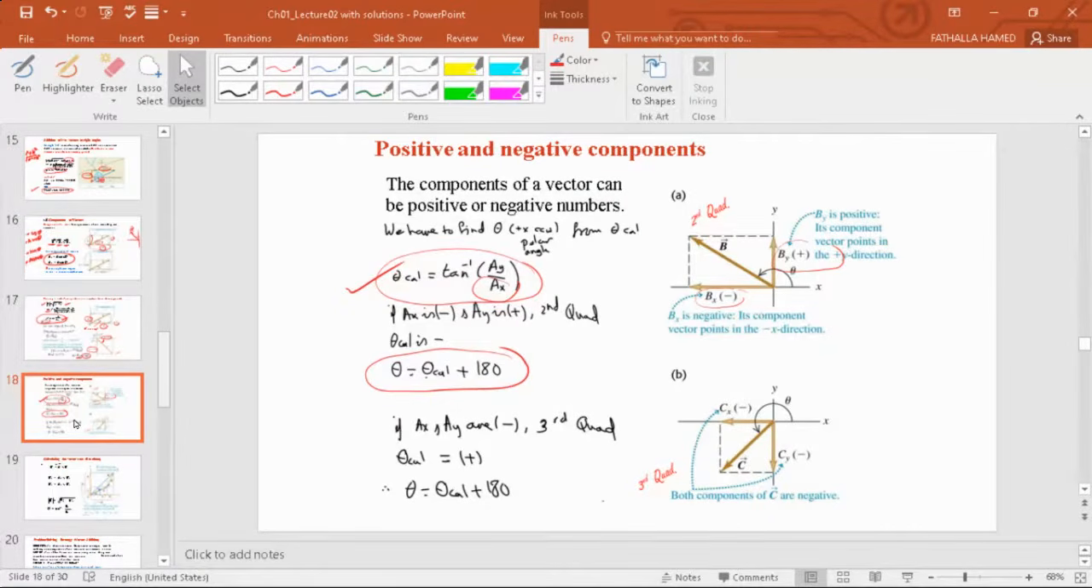Is this clear? So you calculate your theta just based on your basic definition and put in the AY as it is, negative or positive, and the AX as it is, negative or positive. But then when you calculate it, you have to follow these rules.